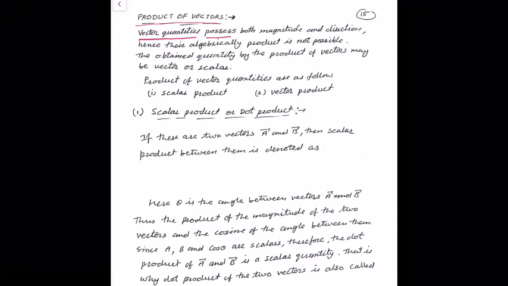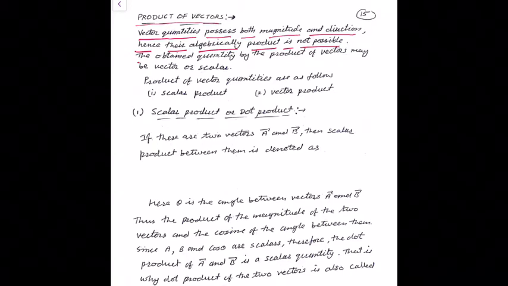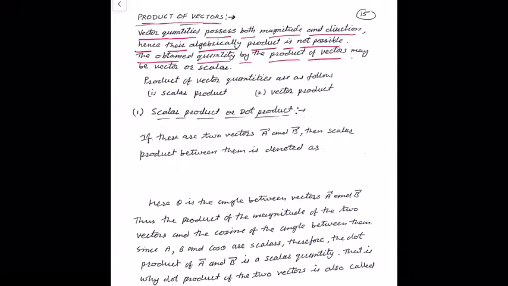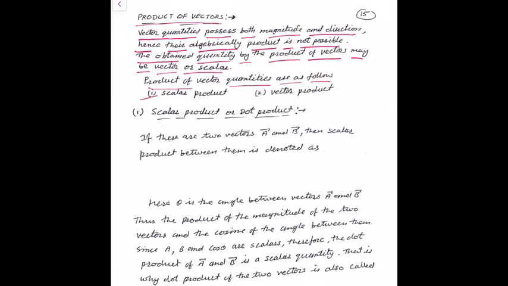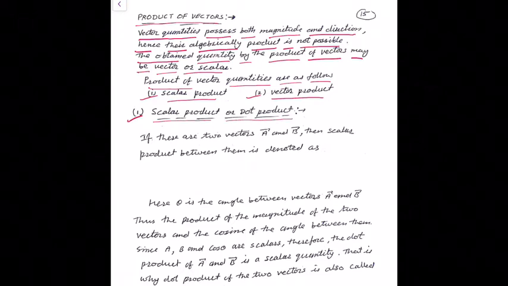Vector quantities possess both magnitude and direction. Hence, their algebraic product is not possible. The quantity obtained by the product of vectors may be a vector or a scalar. Products of vector quantities are as follows. First, scalar product. Second, vector product. So first we will discuss scalar product, or dot product.